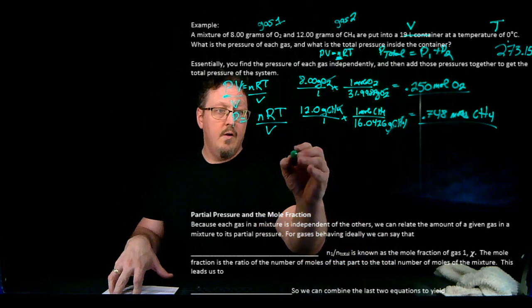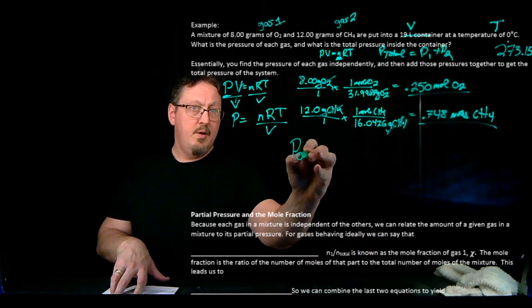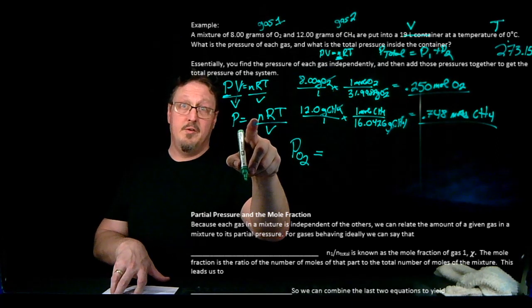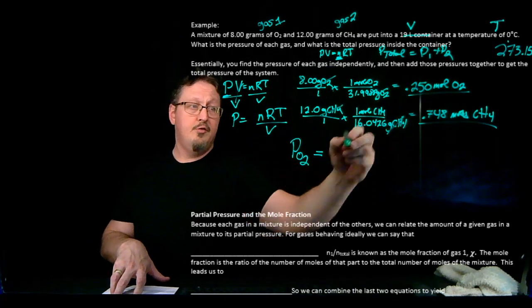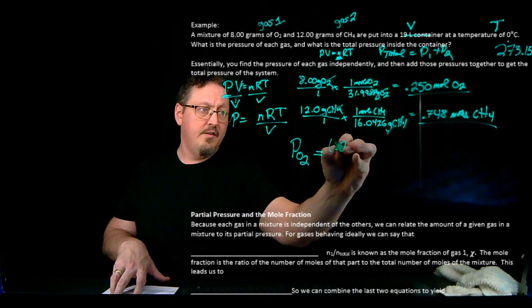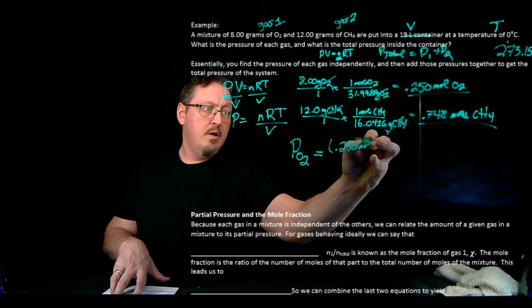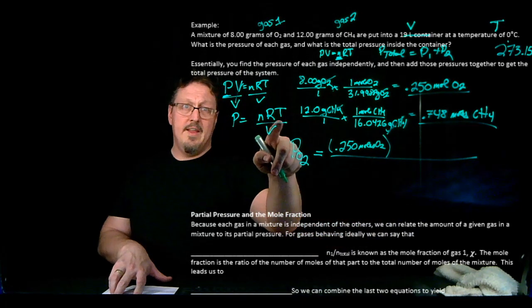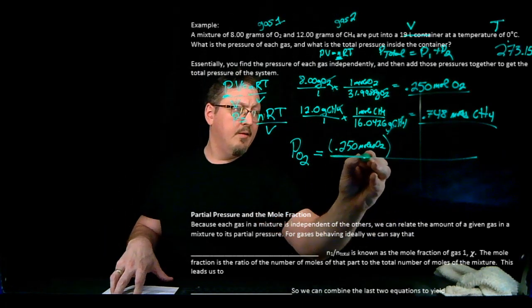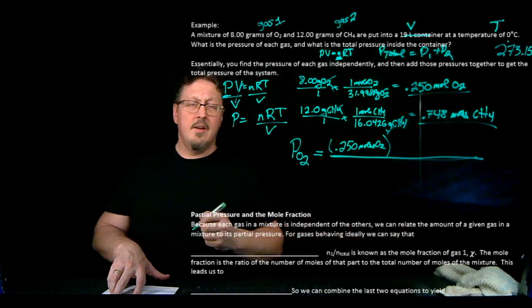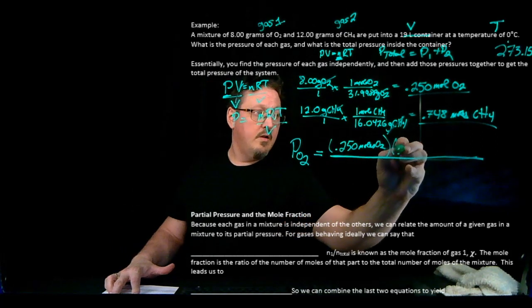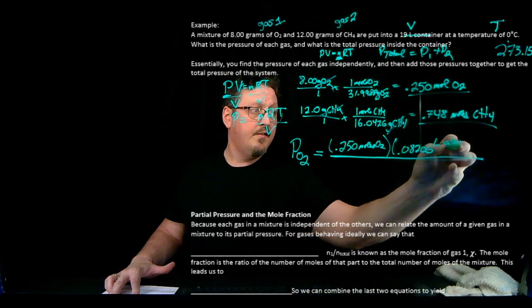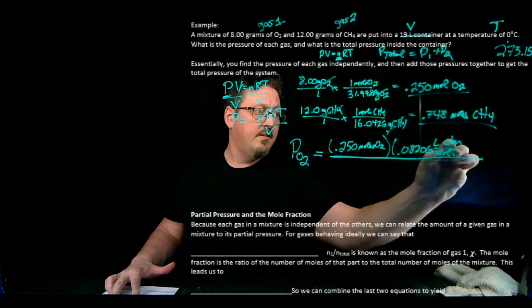All right, so partial pressure of oxygen, PO2, is going to equal n, the number of moles of O2. We figured that to be 0.250, so 0.250 moles of O2. I'm going to multiply that by R. R is 0.08206 liters times atmospheres divided by mole times K.